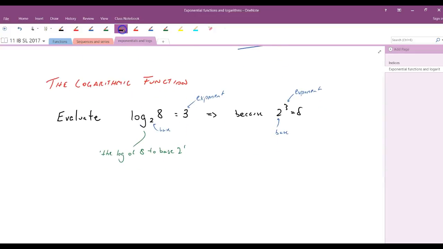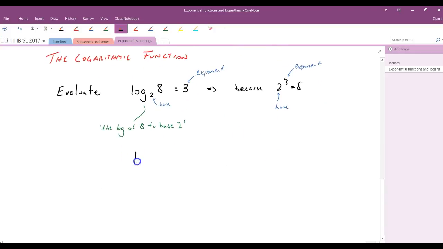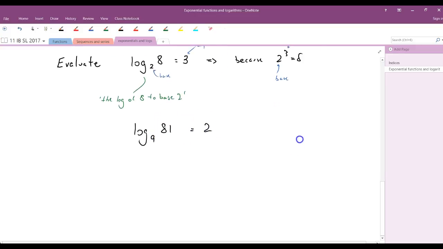If we have a look at another example, what is the value of log 81 to base 9? What exponent do you raise 9 to, to get 81? Well, that's 2, isn't it? See if you can do the next one. What do you raise 4 to get 64? 4 cubed.